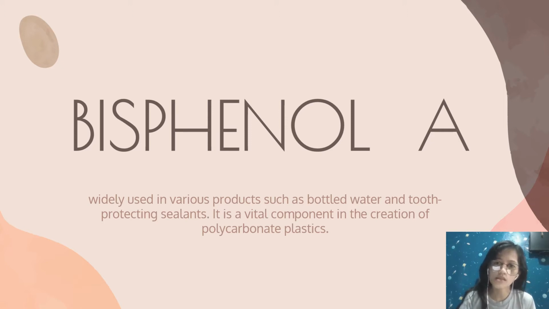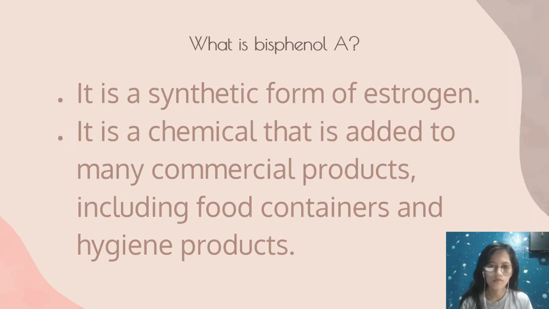So what is bisphenol A? Bisphenol A or the BPA is a synthetic form of estrogen. It is a chemical generally used to harden plastic and coating the inside of food and drink cans. So it is a chemical that is added to many commercial products, including food containers and hygiene products.